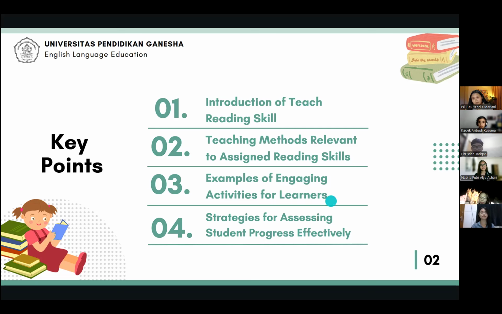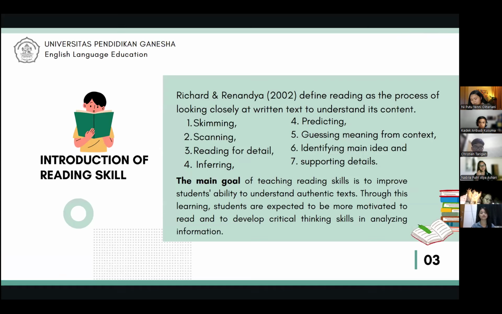Introduce, my name is Christian Tarigan. Now I will explain about the introduction of reading skill. Richards and Renandya define reading as the process of looking closely at written text to understand its content. Reading skills refer to the ability to understand and interpret written text. Some key reading skills include skimming, scanning, reading for detail, inferring, predicting, guessing meaning from context, identifying main idea, and spotting details. The main goal of teaching reading skills is to improve students' ability to understand authentic text.